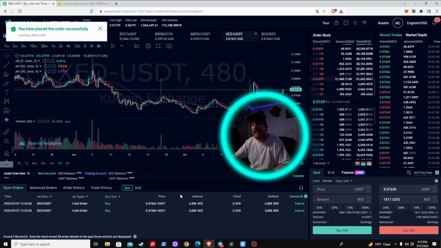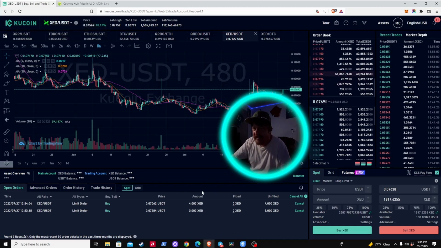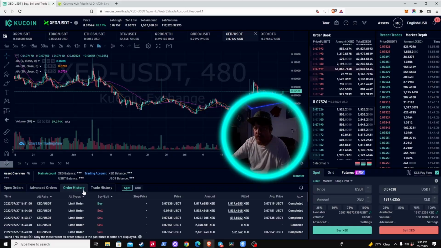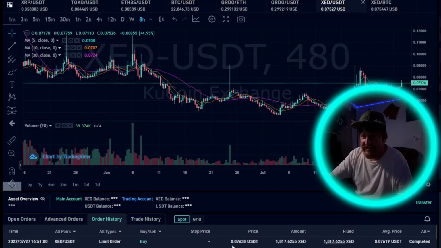What you're going to see happens is if it fills the order, it's not going to show up under open orders. If it didn't fill it, it would be over here and it would tell me how much is filled and how much is unfilled. Clearly it filled since it's not here. But if I go over to order history, you can see the price that I click, which is 0.07638, is what it lists here as the price. But it says my average price was 0.07619, so a little bit less, because it used those different orders that were between where I clicked and the lowest possible sell order at the time.